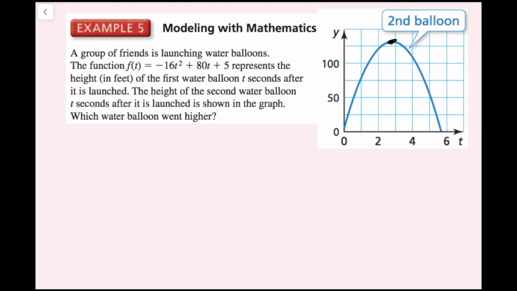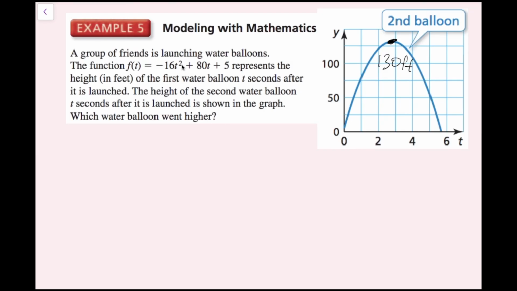Now to figure out which water balloon went higher, and if this is about 130 feet, now this is not exact, but that shouldn't matter. What I'm going to do is find the vertex of this function. If you see, my a value is negative here, so I know that this parabola is going to be down like a frown, so I'm going to have a maximum value.